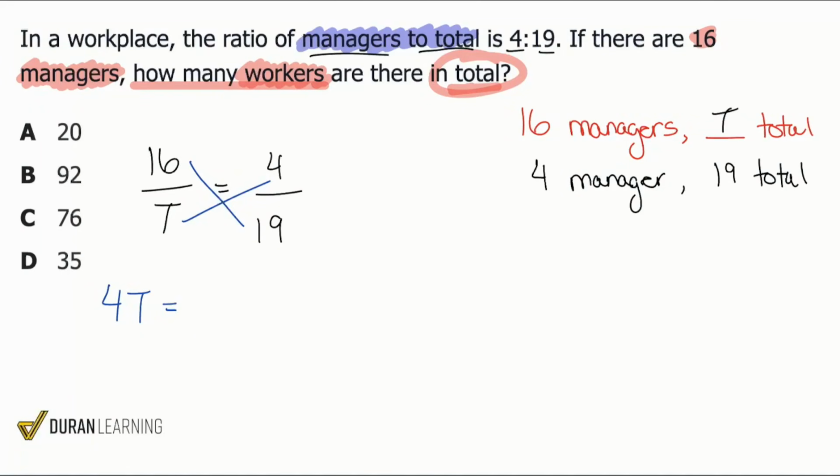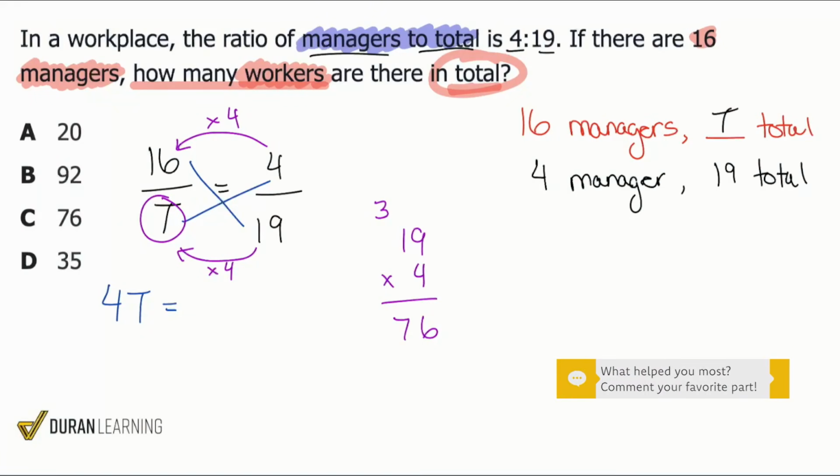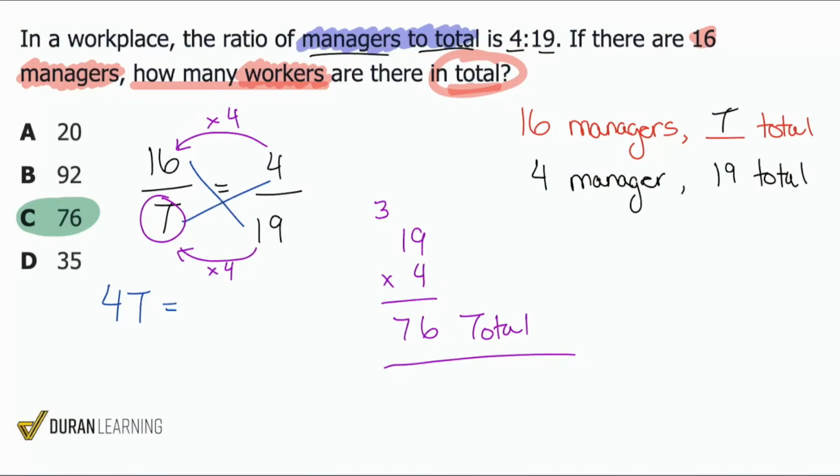So in lieu of not wanting to do that long arithmetic, we'll notice that, hey, if I'm trying to get to T, I can try to go from top to bottom, which 4 doesn't really go into 19 cleanly. But I could try right to left. Guess what? 4 to 16, that's times 4. So 19 times 4, let's see what that is. And we're done. 9 times 4 is 36, carry the 3. 1 times 4 is 4, carry the 3 is 7. And that is 76. That is 76 total employees or workers. And that is answer choice C. Booyah. There we go.